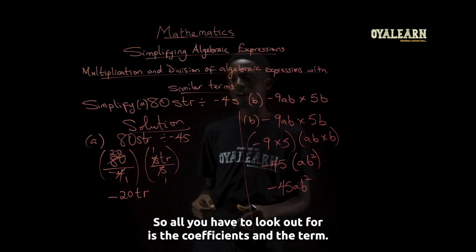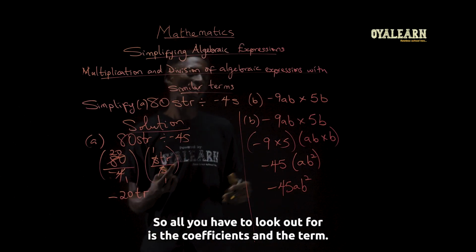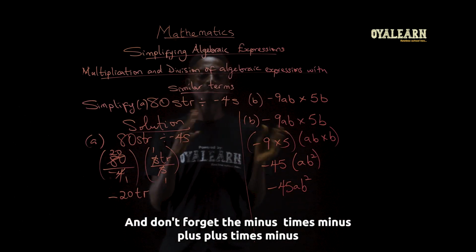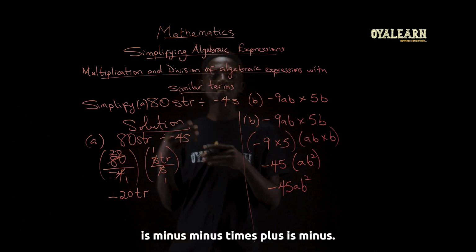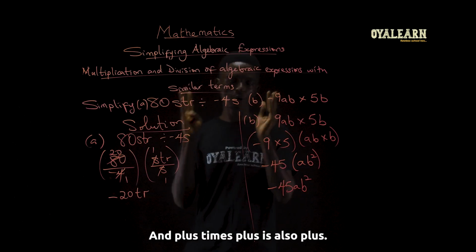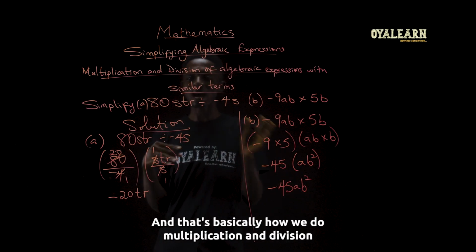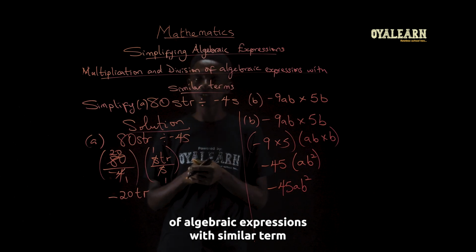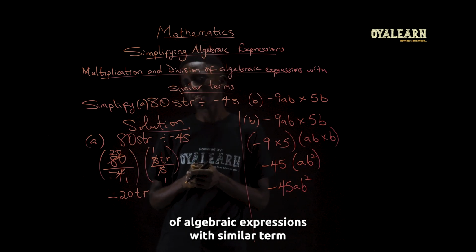So all you have to look out for is the coefficients and the terms. And don't forget that minus times minus is plus, plus times minus is minus, minus times plus is minus, and plus times plus is also plus. And that's basically how we do multiplication and division of algebraic expressions with similar terms.